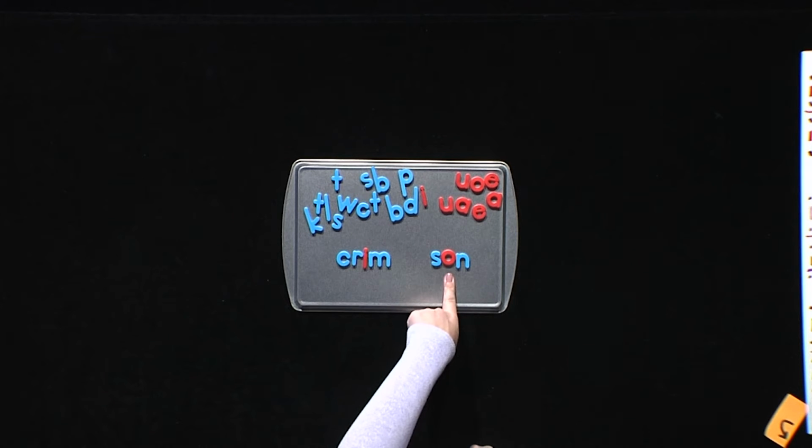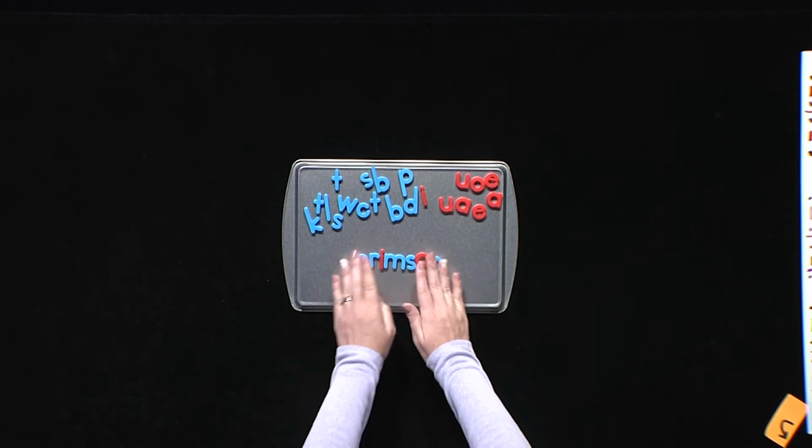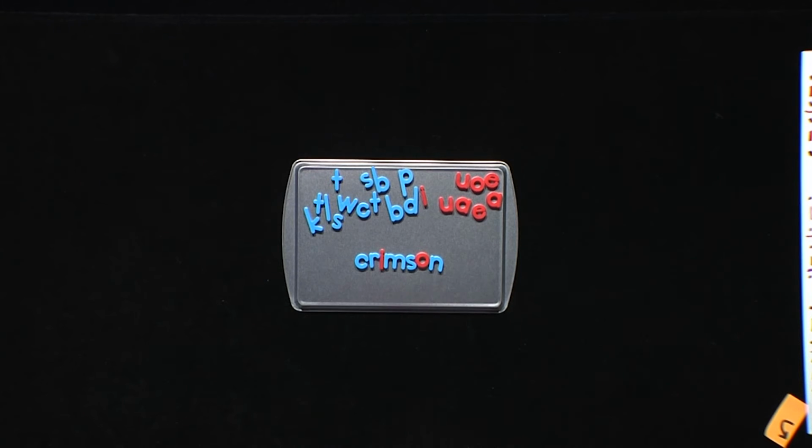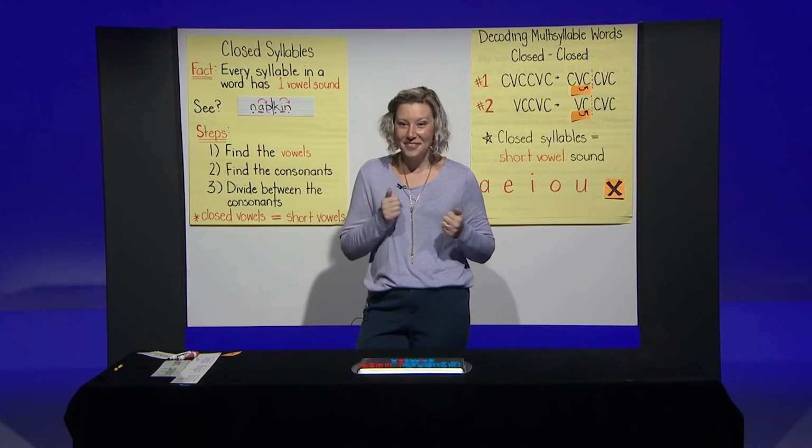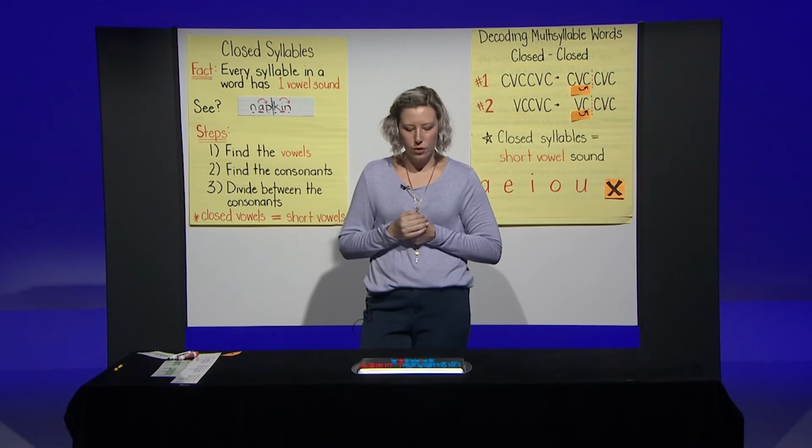The short vowel O says /ah/. So let's read it. S, on, sun. Put them back together. Crimson. Let's clap it. Crimson. 2 syllables. We got it right. Let's try another one.